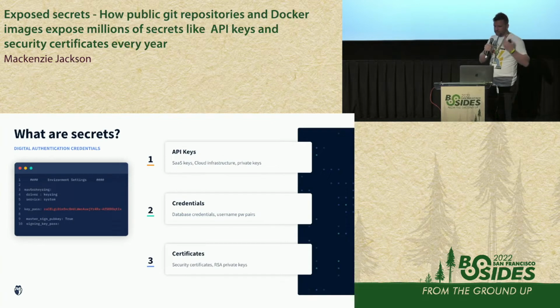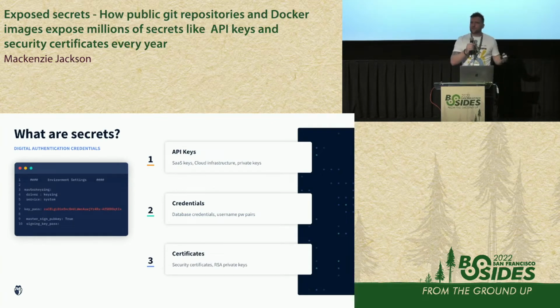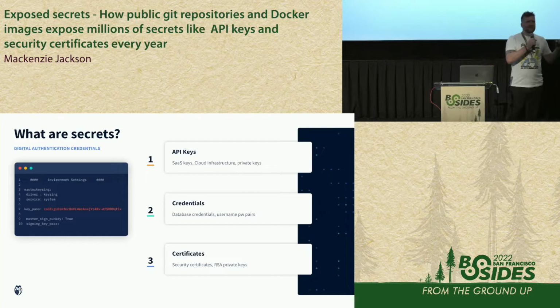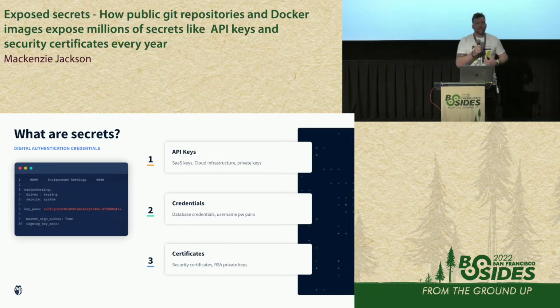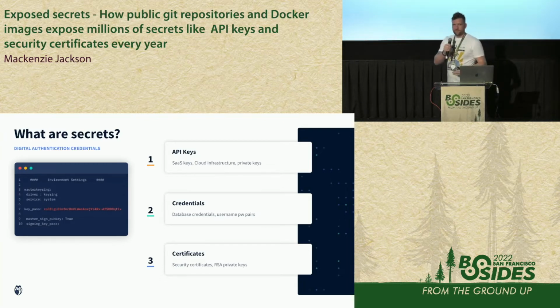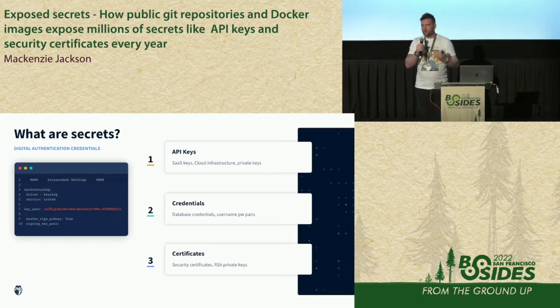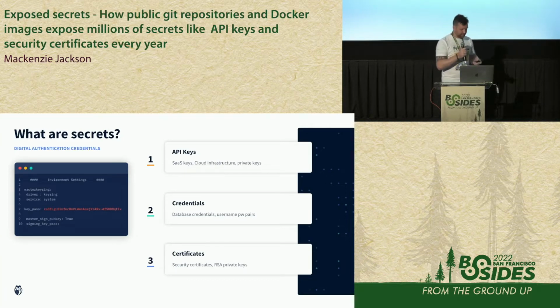So just to start, what are secrets? I'm sure most of you understand this, but I want to get everyone onto the same page. They're digital authentication credentials, essentially the crown jewels of an organization. These are our API keys, our security certificates, our credential pairs, our private keys. These are what authenticate us and our systems with everything that we're using. They provide access to the innermost workings of our organizations, and they're exactly what attackers and adversaries are after, because it allows them to move laterally and elevate privileges.